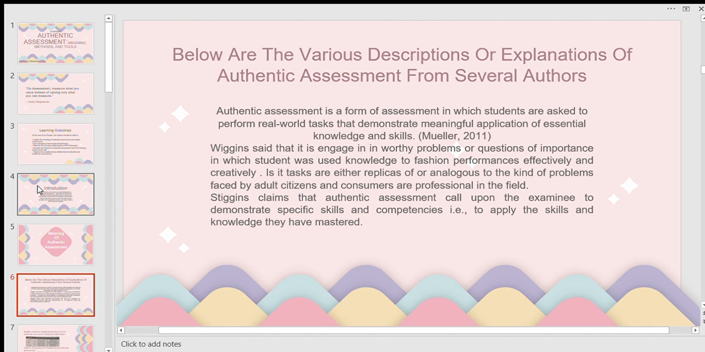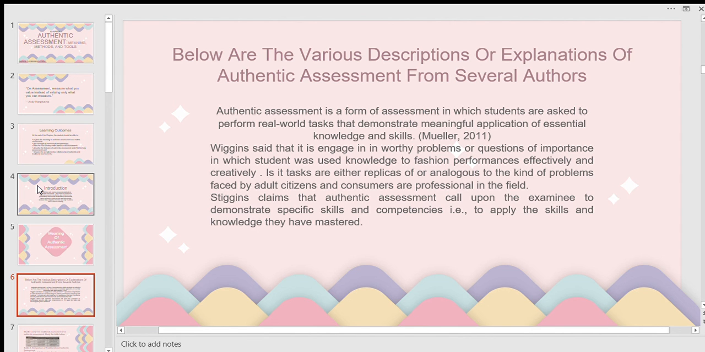So authentic assessment is one that requires students to apply what they've learned in a new complex circumstance or situation. And typically, this can take one of two forms. The first one is real-world assessment. So it requires students to engage in actual situations in their field.